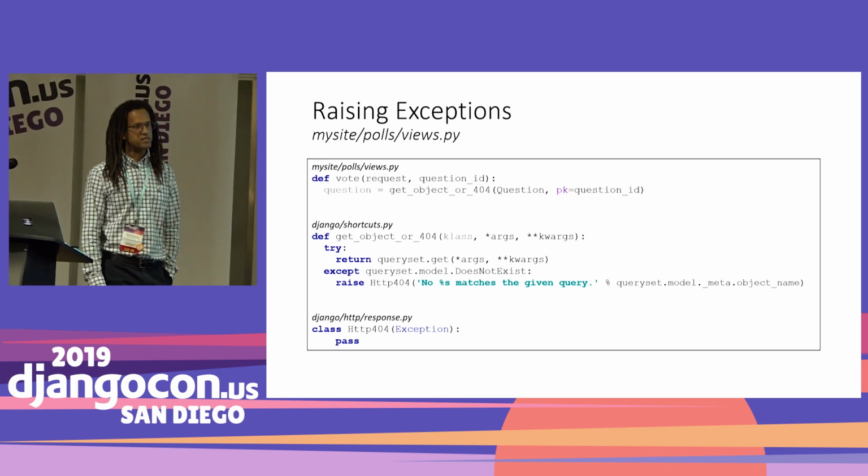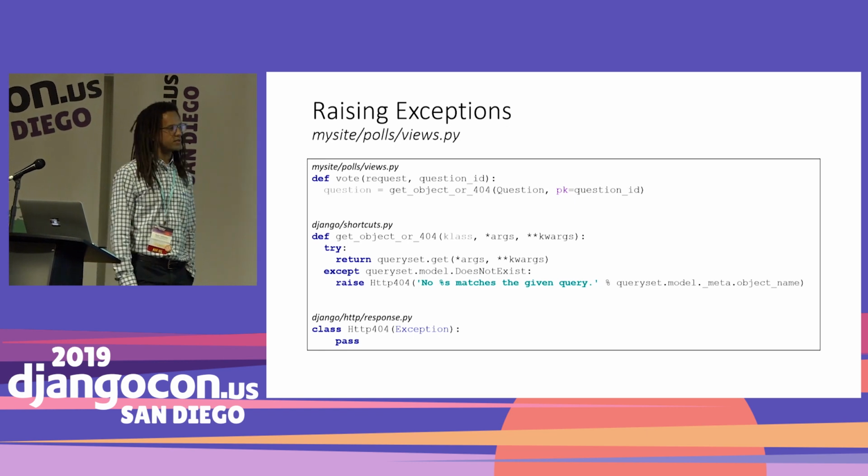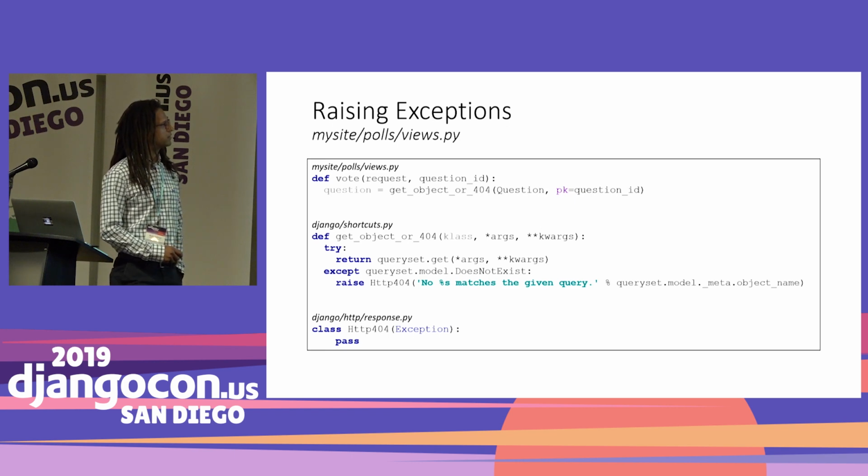Here's an example of raising exceptions, and this comes from the Django tutorial. It comes from the polls app that we created when we learned Django for the first time, possibly. Here, vote is looking for a question, and in order to get that question, it's calling the shortcut get_object_or_404. It's going to try to find a question, and when it doesn't find one, it's going to raise an HTTP 404. An HTTP 404 is just a subclass of exception, and in this way, we are raising an exception.